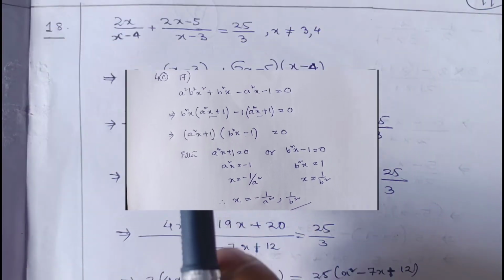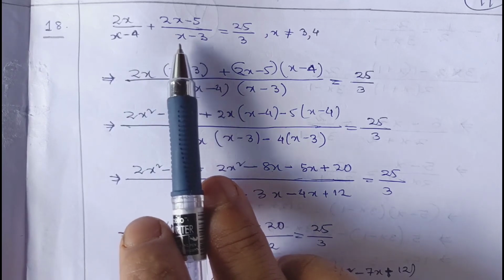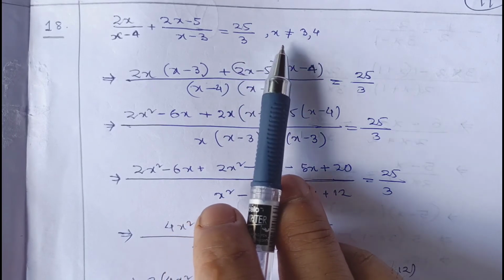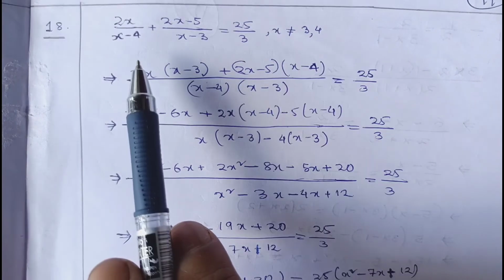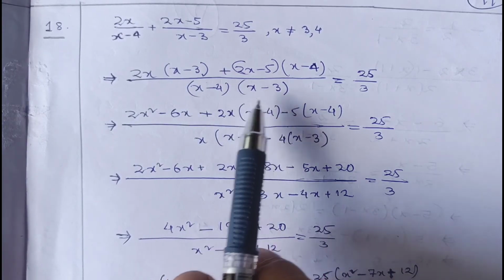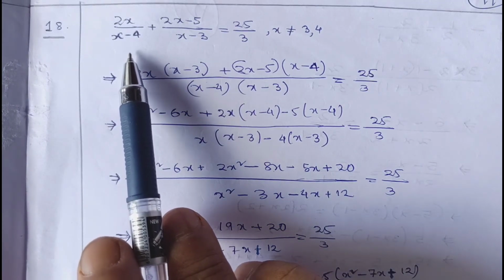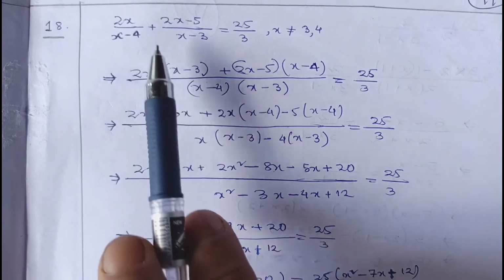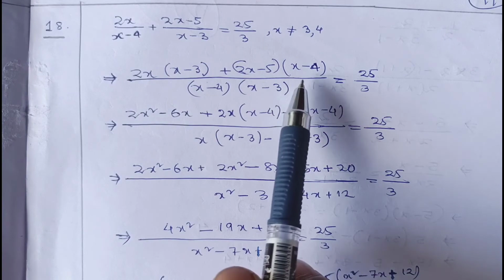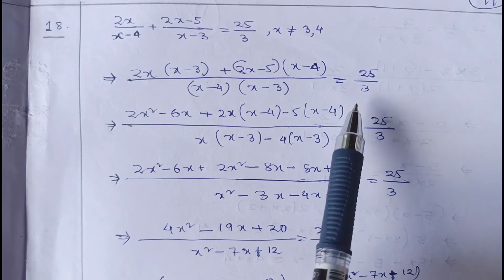And this is the required answer. Now question number 18 is twice x by x minus 4 plus twice x minus 5 divided by x minus 3 equals to 25 by 3, and here x is not equal to 3 and 4. If we take the LCM of x minus 4 and x minus 3, it will be x minus 4 into x minus 3. This LCM divided by x minus 4 will be x minus 3, so it will be twice x into x minus 3, plus this LCM divided by x minus 3 will be x minus 4, so it will be twice x minus 5 into x minus 4, equal to 25 by 3.